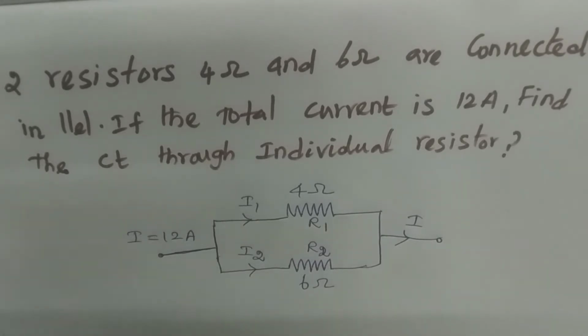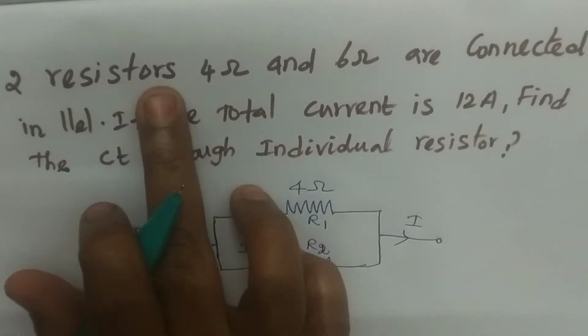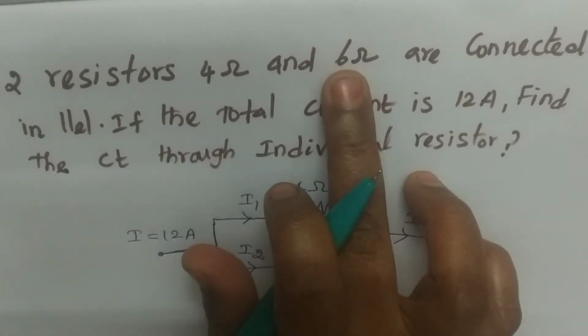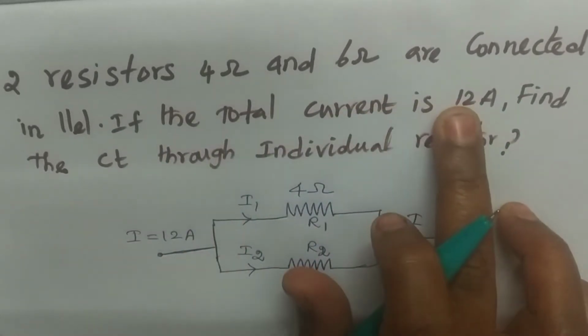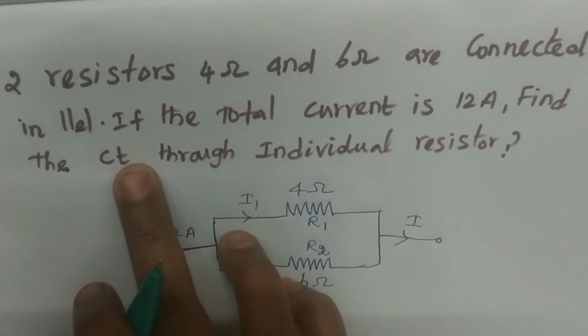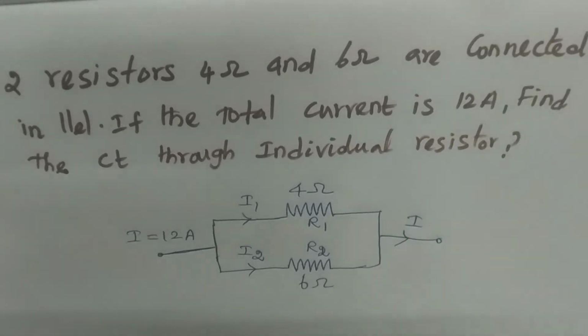Let us see the problem. Two resistors, 4 ohms and 6 ohms, are connected in parallel. If the total current is 12 amps, find the current through each individual resistor.